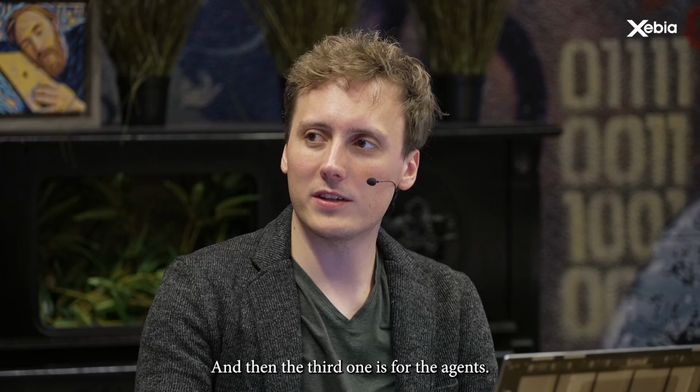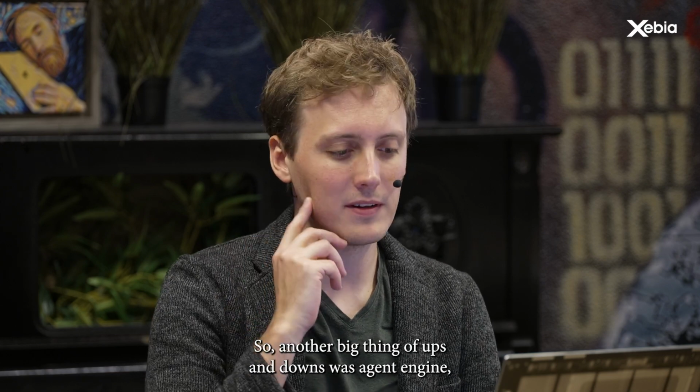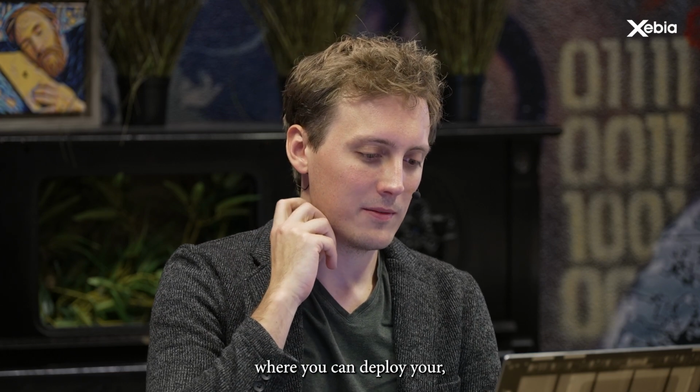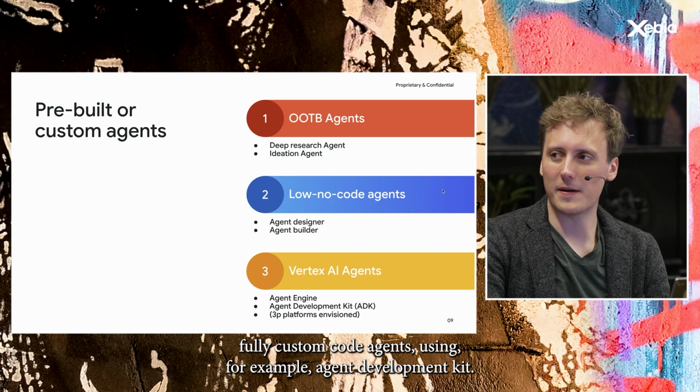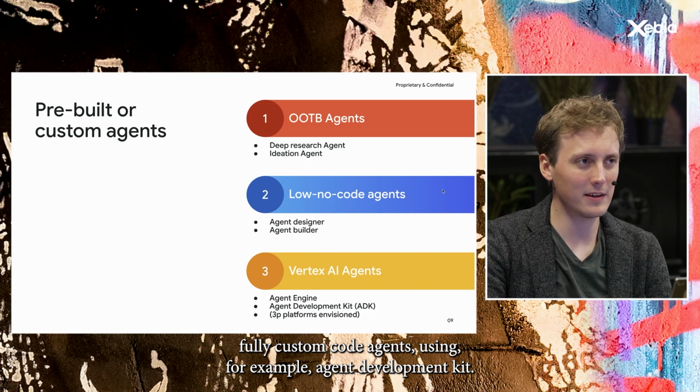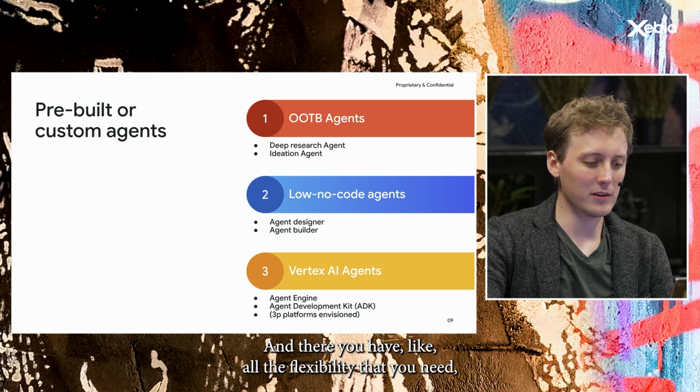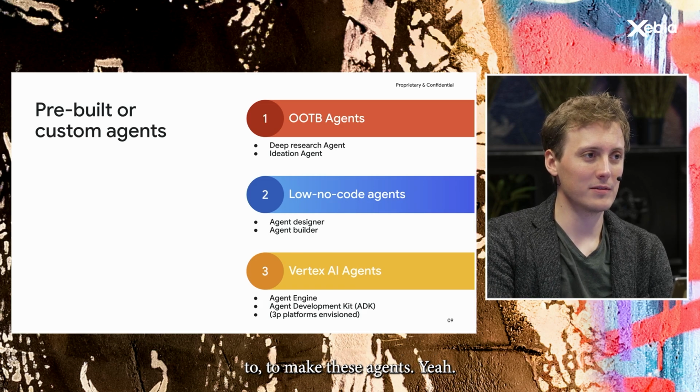And then the third one is Vertex AI agent. Another big thing that was announced was Agent Engine, where you can deploy your fully custom code agents using, for example, Agent Development Kit. And there you have all the flexibility that you need to make these agents.